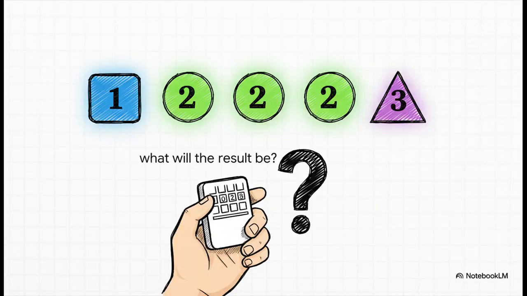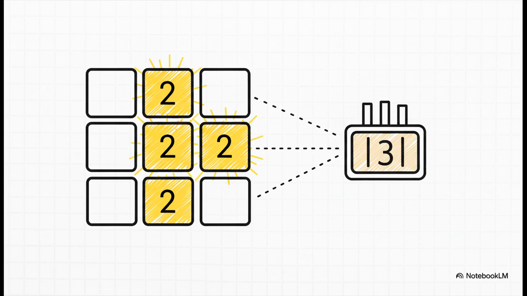Take this list of numbers, for example. If we want to know how many times the number 2 appears, what do you think datalist.count(2) is going to give us? And there you have it. 3. The method just scanned the whole list and found 3 instances of the number 2. Super direct, super simple, and incredibly useful.